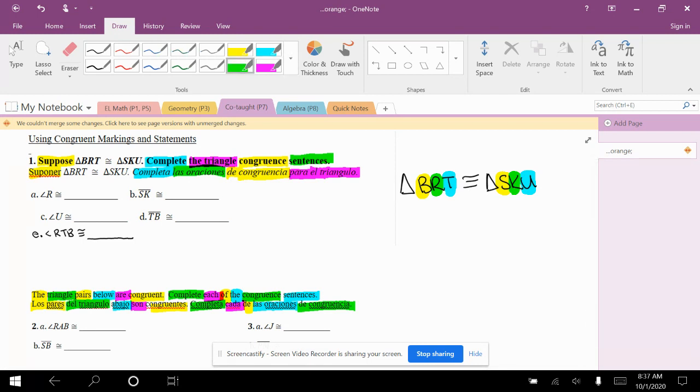So, angle R is green. The other green letter is angle K. So angle R is congruent to angle K. Letter B, segment SK. SK is yellow and green. BR is also yellow and green. So segment SK is congruent to segment BR.